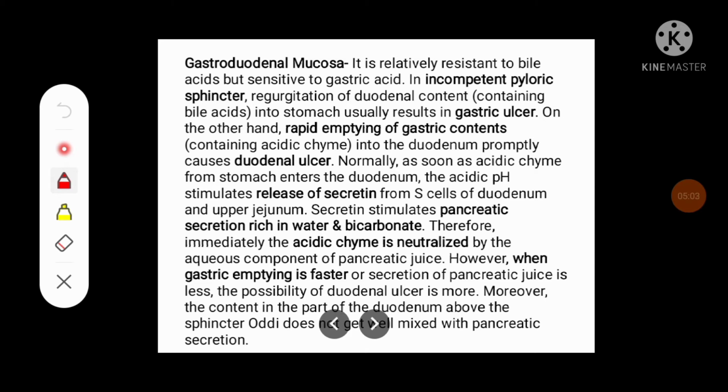Gastroduodenal mucosa is relatively resistant to bile acids but sensitive to gastric acid. In incompetent pyloric sphincter, regurgitation of duodenal content, that is containing bile acids, into stomach usually results in gastric ulcer. On the other hand, rapid emptying of gastric contents containing acidic chyme into duodenum promptly causes duodenal ulcer.